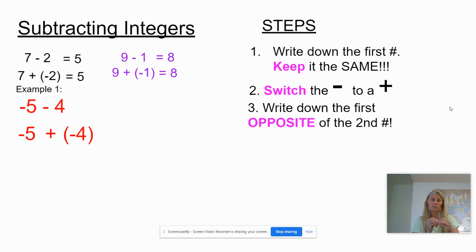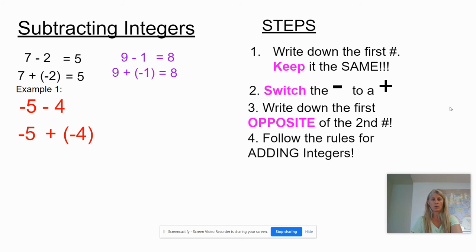So we're going to combine those together now. So we can think of this in terms of having the same sign. So we add them together and the sign stays the same. So we're using those adding integer rules. So negative 5 minus 4, or negative 5 plus negative 4, is negative 9.